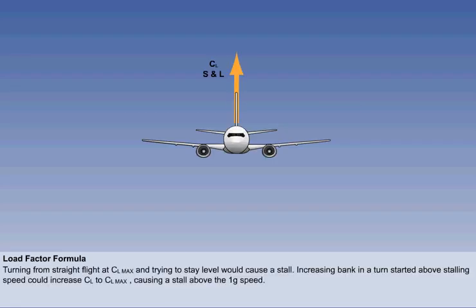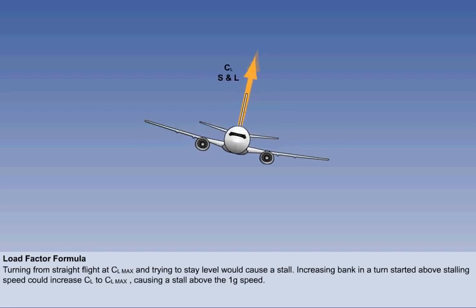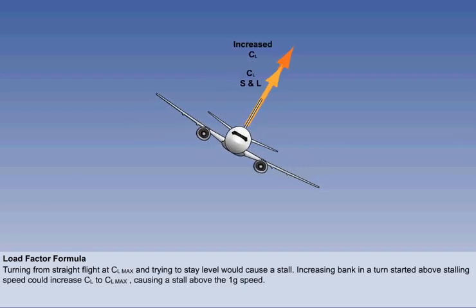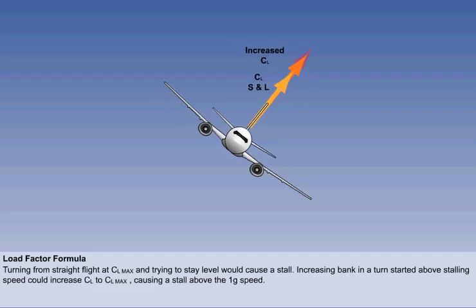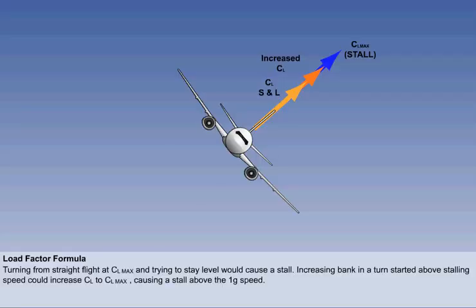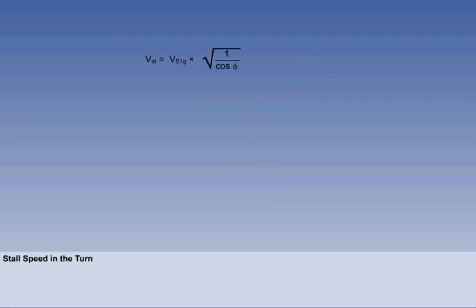In straight and level flight at CLmax, it would be impossible to turn and maintain altitude, as trying to increase lift would stall the aircraft. If a turn were to be started at a speed above the stalling speed, then at a certain angle of bank, CL would reach its maximum, and the aircraft would stall at a speed higher than the 1g stalling speed. The increase of lift in a level turn is a function of the bank angle.